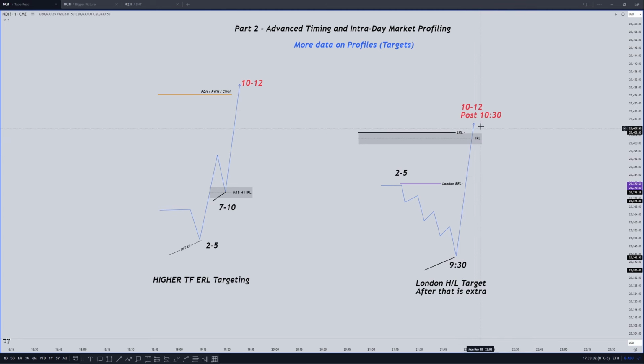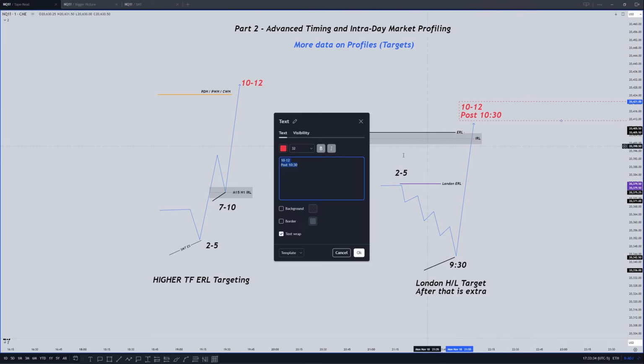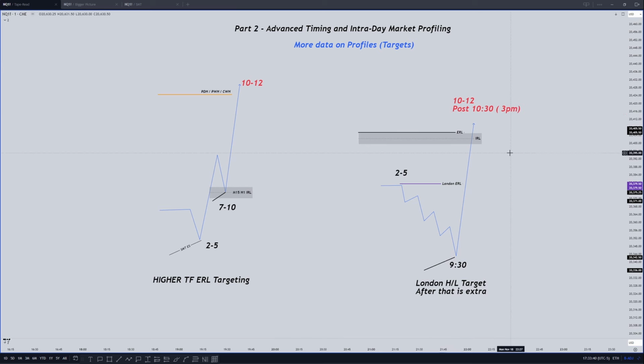Sometimes it continues all the way into the rest of the day. It could be even going all the way into something like 3 p.m. I suggest you study this. I suggest you look at it. But from my own backtesting and from what I've seen, when we have a New York Open reversal profile, we're expanding past 10 a.m., normally into 10:30. Sometimes even this is the low of the day and we continue all the way into 3 p.m.